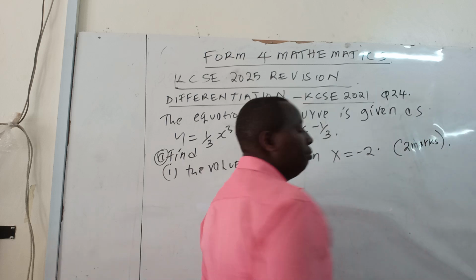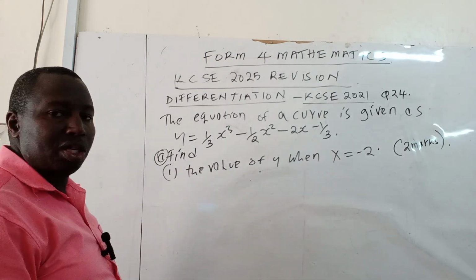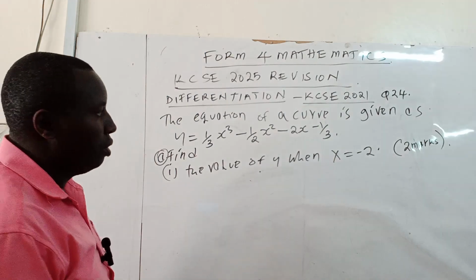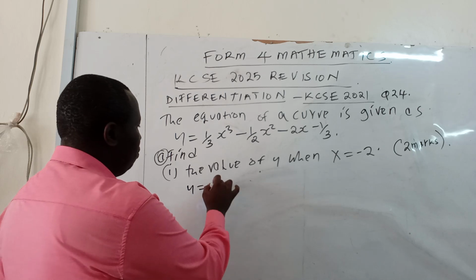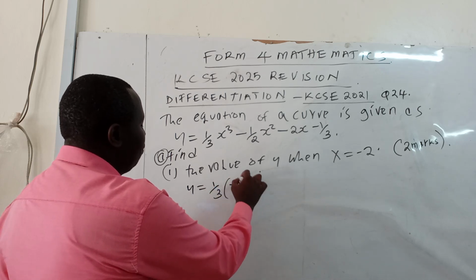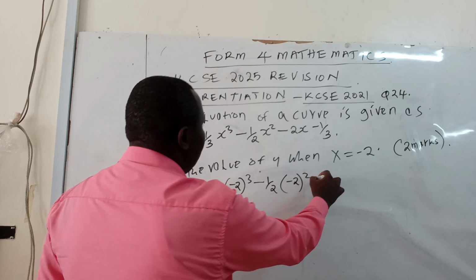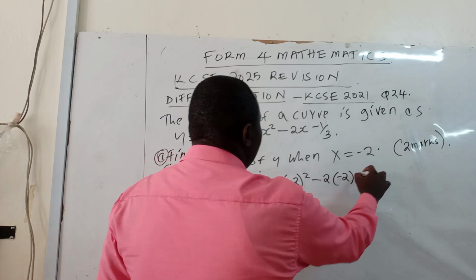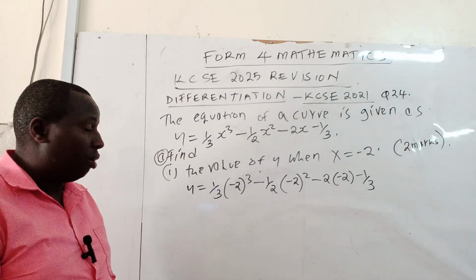So what are you supposed to do in this question? You find the value of y when x is negative 2. In this case, you are supposed to substitute. You get y when x is negative 2: a third, negative 2 cubed, minus a half, negative 2 squared, minus 2 into bracket negative 2, minus a third. That's how you find the value of y.